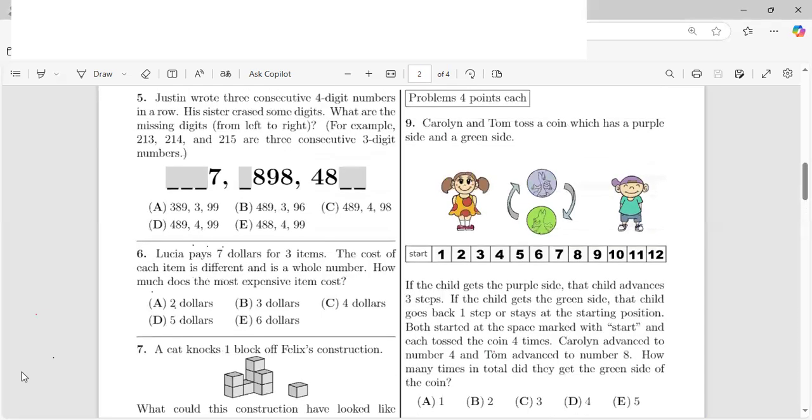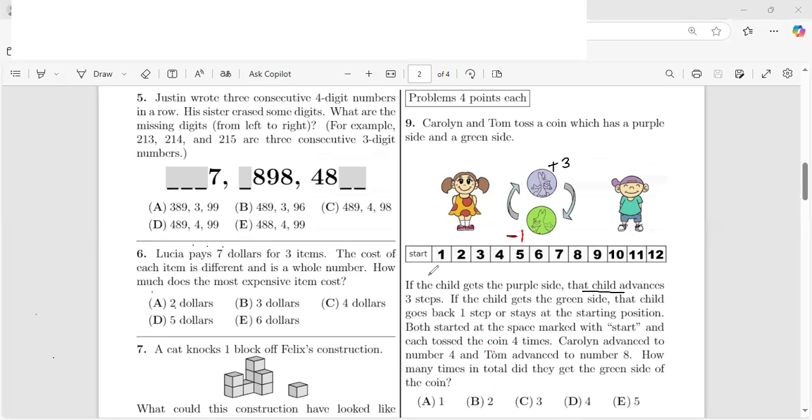Question number 9. Karen and Tom toss a coin which has a purple side and a green side. If the child gets the purple side, the child advances 3 steps. So if you get a purple side, you have +3. If the child gets a green side, the child goes back 1 step or stays at the starting position. So if you get a green, it's -1. If it's purple, it's +3.